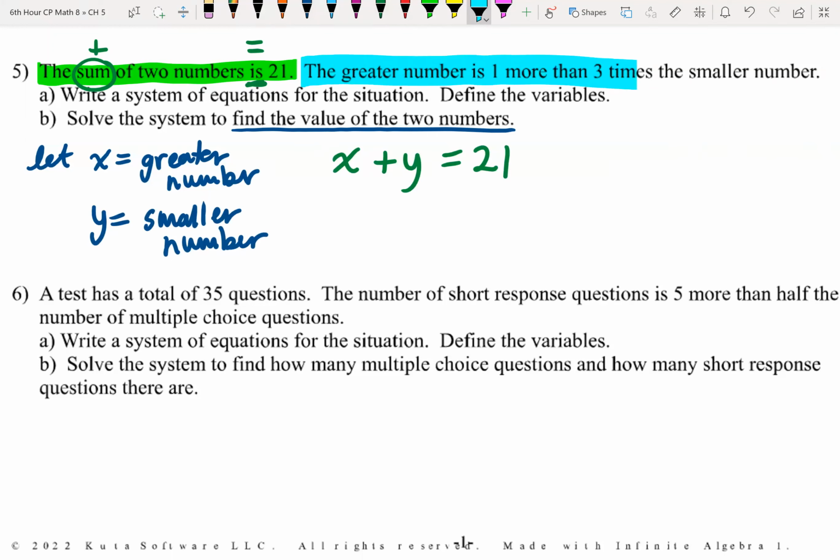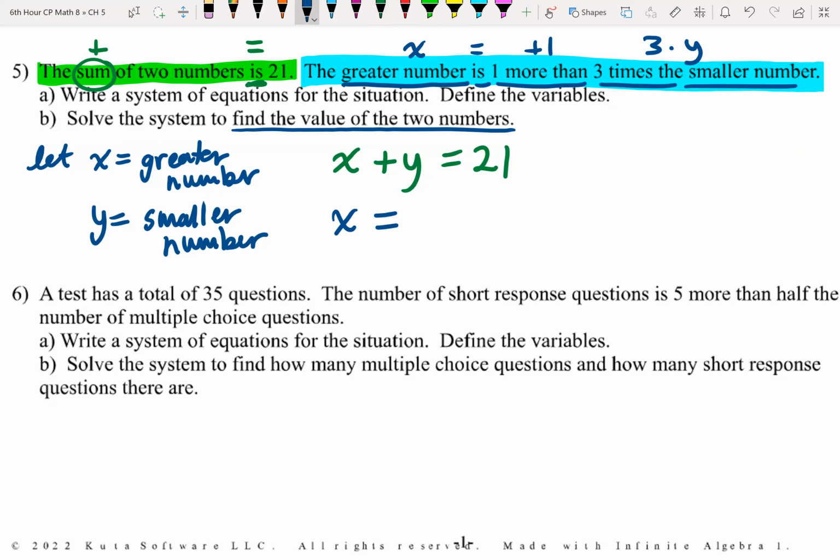Grab a different color highlighter and highlight that second sentence. And again, let's look out for the buzzwords that either represent our variables or represent math operations like the greater number. That's our x variable. Is, 1 more than, and 3 times our smaller number. So we can write our second equation using these clues. So x equals 1 plus 3y. And now we have our system.